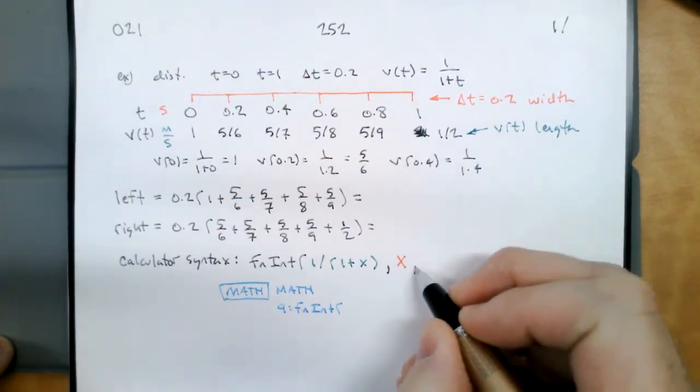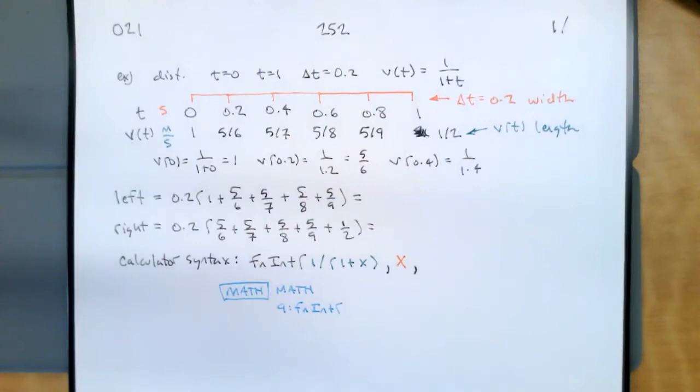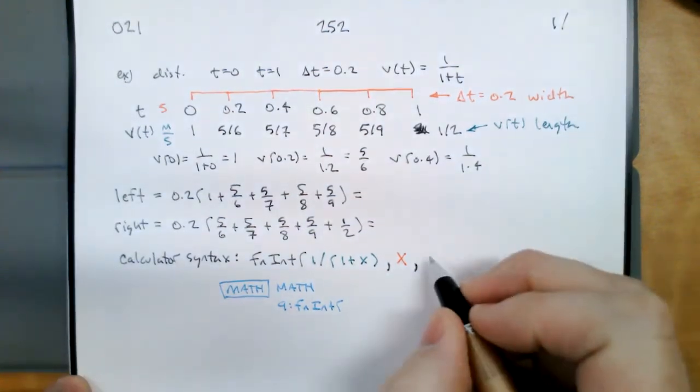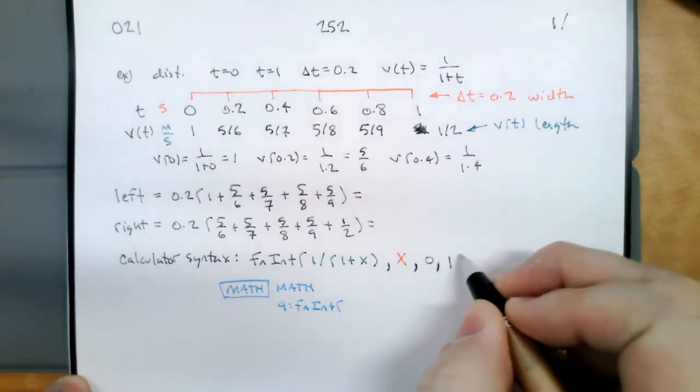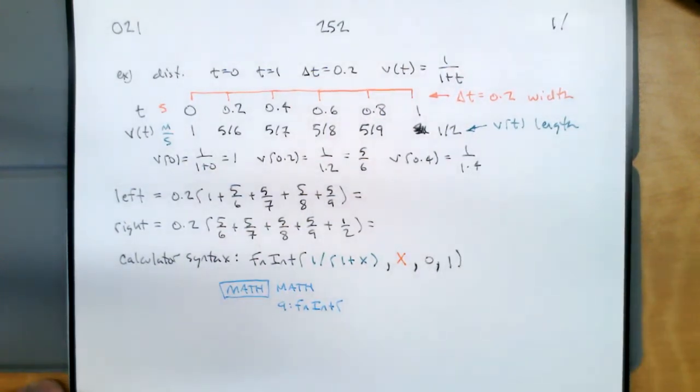And then you put in the interval over which you would like to evaluate this integral. So from 0 to 1. And then you close parentheses and hit enter. Now this will not be the same value that you got for left and right. Left and right use 5 rectangles, pretty poor resolution. And when you plug in the calculator this way, it does many more rectangles.